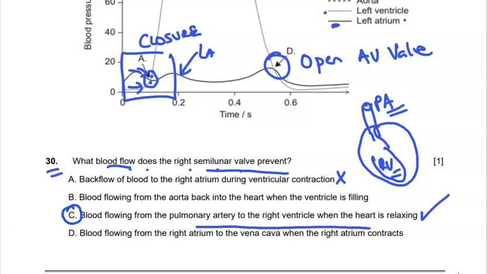That's the conditions that I stated up here. The backflow, as the heart relaxed, there's a backflow. The semilunar valve closes to prevent the refilling of the right ventricle. 30C. We're finished the multiple choice paper.